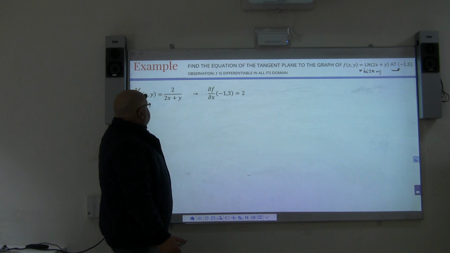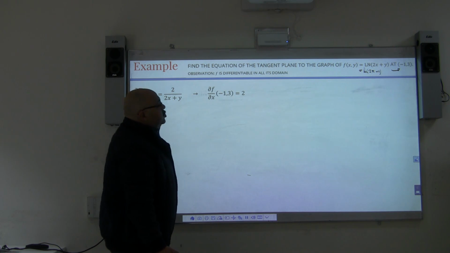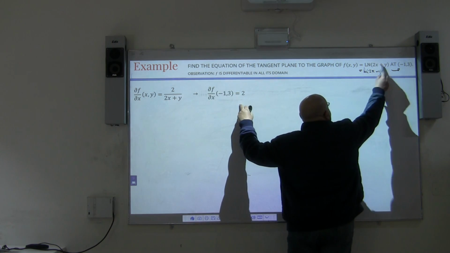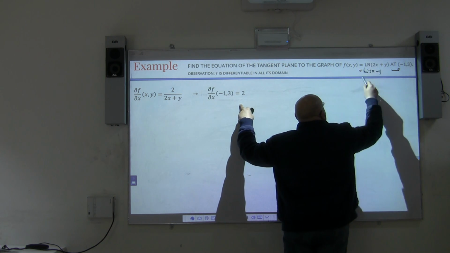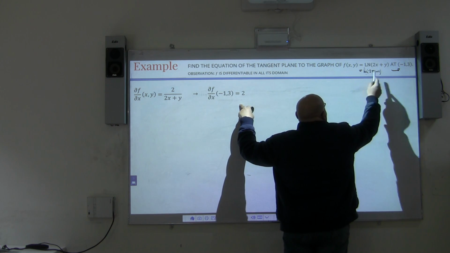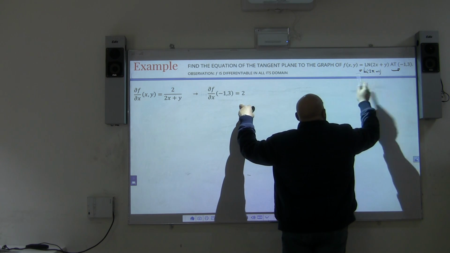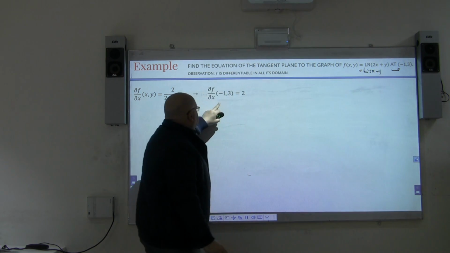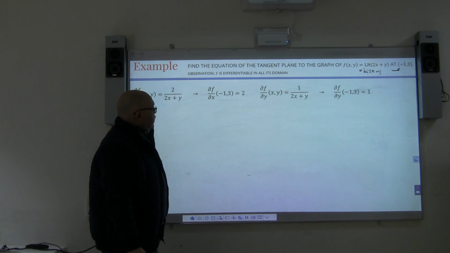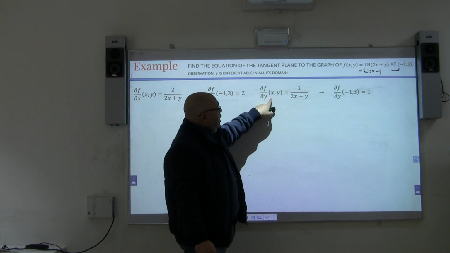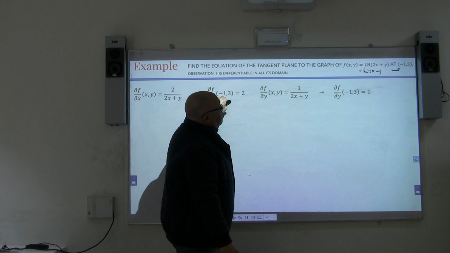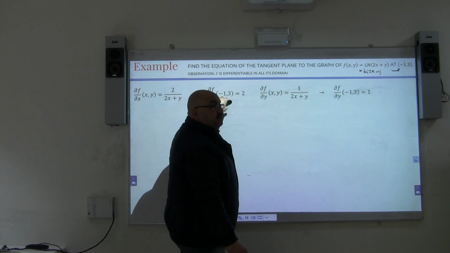Try to get the first derivative with respect to x. So I'm differentiating this with respect to x. It's going to be 1 over (2x plus y) times 2. Finding the derivative with respect to y: 1 over (2x plus y) times 1. Here is the partial derivative with respect to x. That's the partial derivative with respect to y. Substituting in each one of them by the point that I need, (-1, 3).